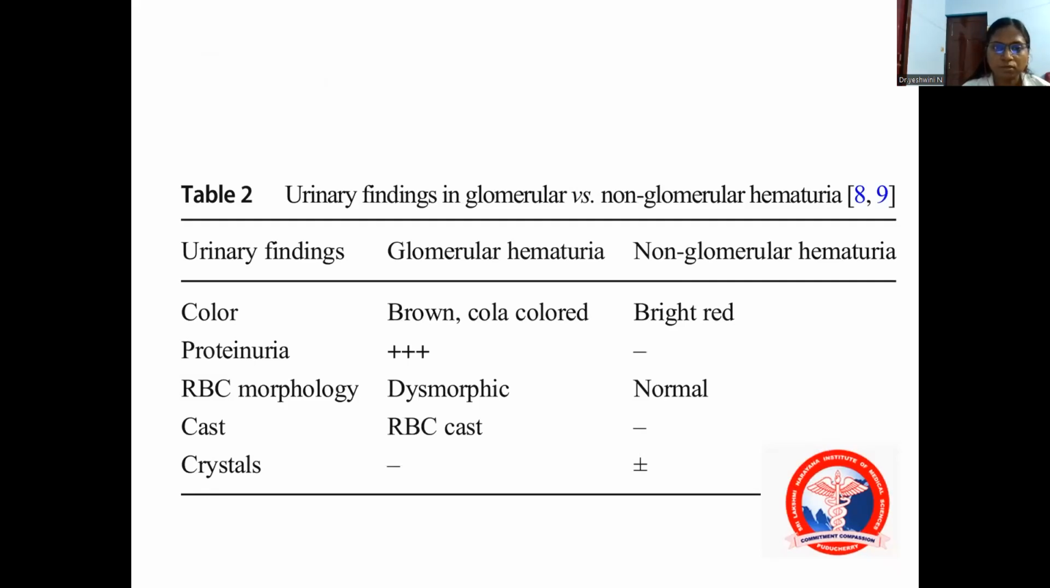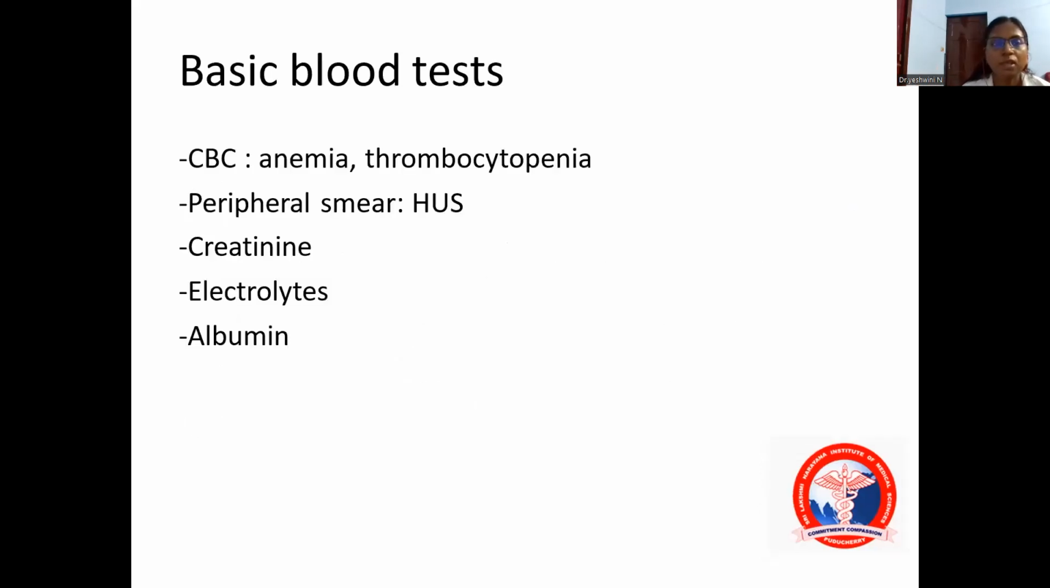So we've already seen this, but just a recap. Glomerular hematuria will have cola colored urine with proteinuria, with dysmorphic RBCs and RBC casts. Non-glomerular will be bright red in color. Proteinuria will not be there. RBC casts will not be there. RBC morphology will be normal. Okay, so the basic urine microscopy is over.